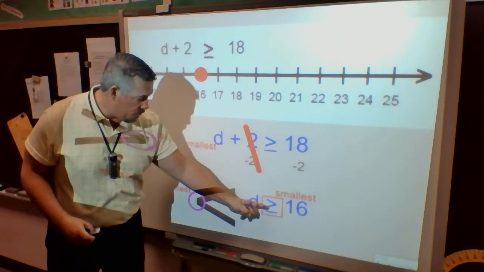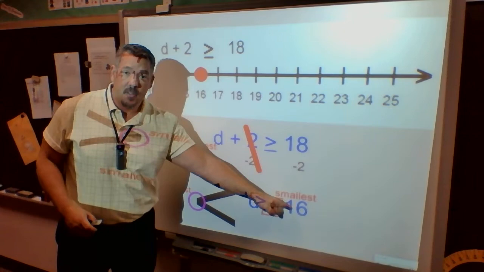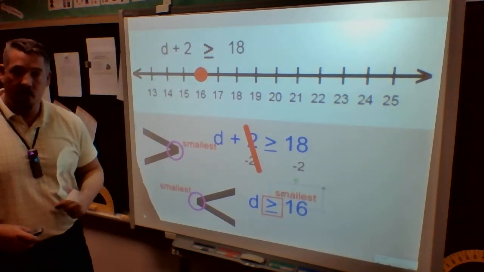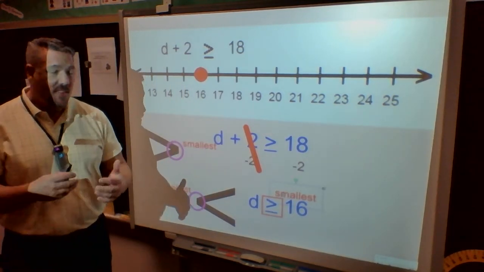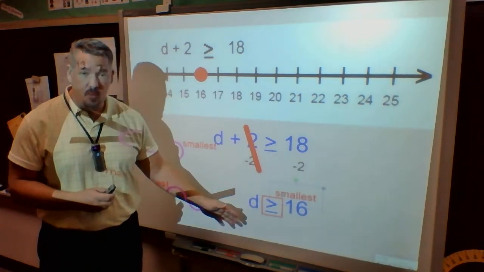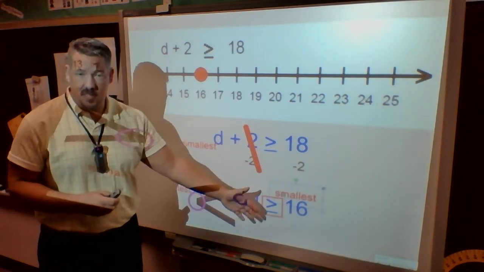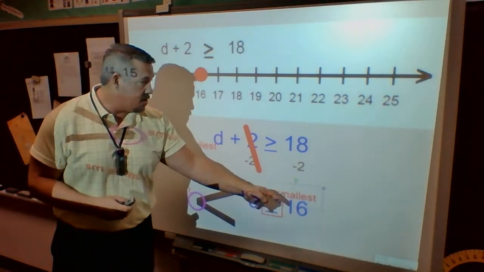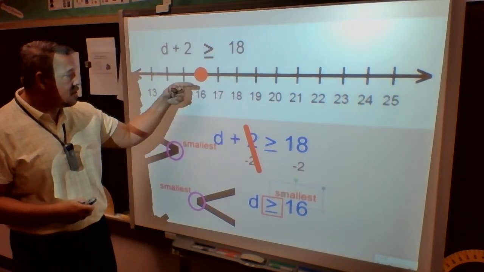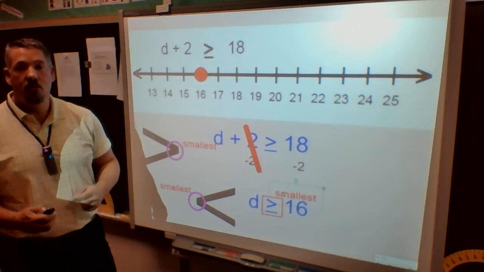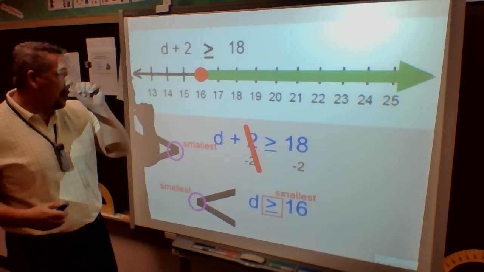So when I see this one, the tip of the arrow, 16 has to be the smallest number. So that tells me that anything D is going to be equal to has to be greater than 16. 16 is the smallest number. Everything else then has to be shaded. So I know I'm going to fill in my line to the right.